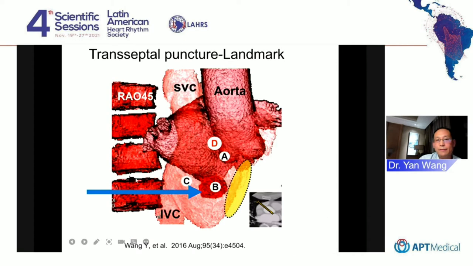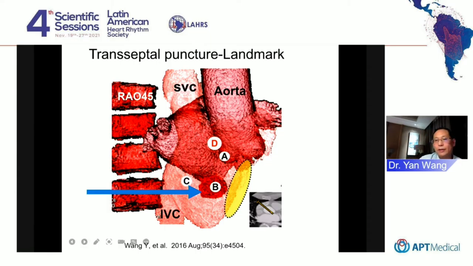And also, you can see if we don't want to puncture using the coronary sinus, we need to see the right anterior oblique view, and this B point is the orifice of the coronary sinus. We need to puncture at this part, and A and maybe D are the aorta and SVC junction. So we need to puncture posterior to the oval fossa. So it's very important for EP procedures.